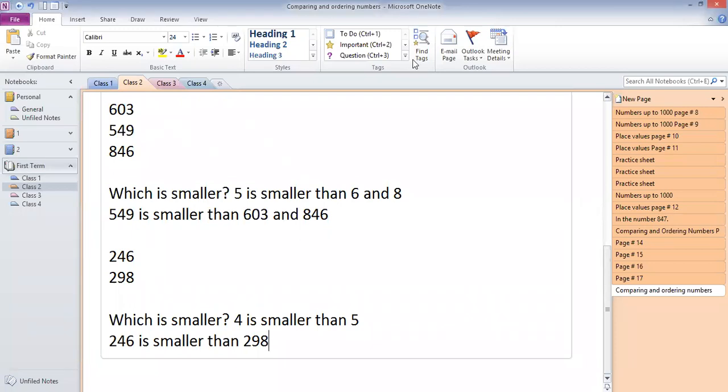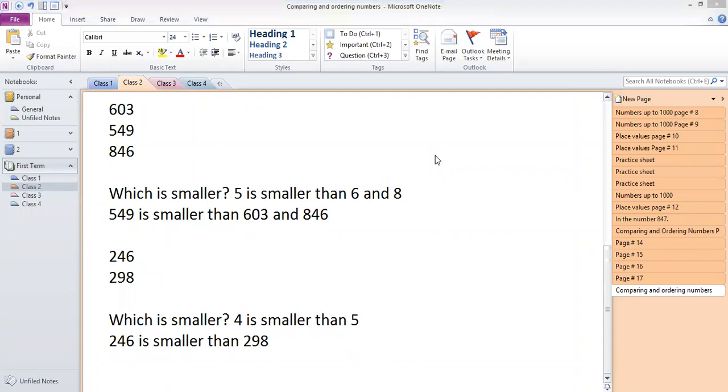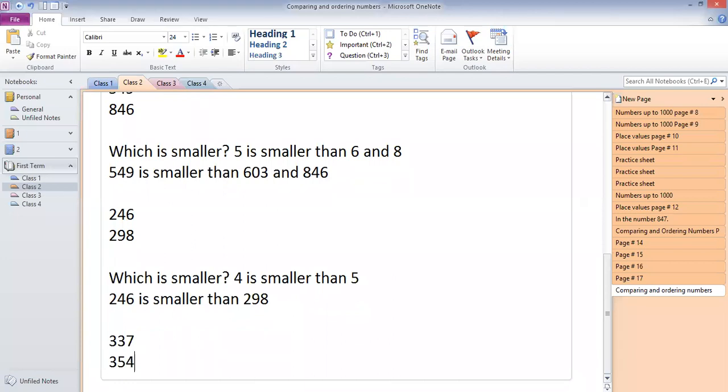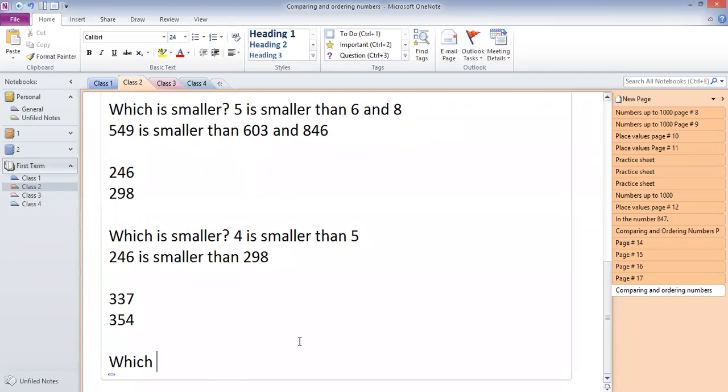Is it clear, guys? Yes, sir. Very good, very good. Okay, let's take one more example, guys. A new example, let's suppose it is 349, 337, or 354. Which is smaller?